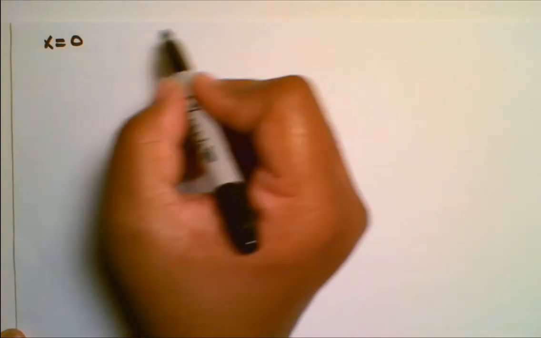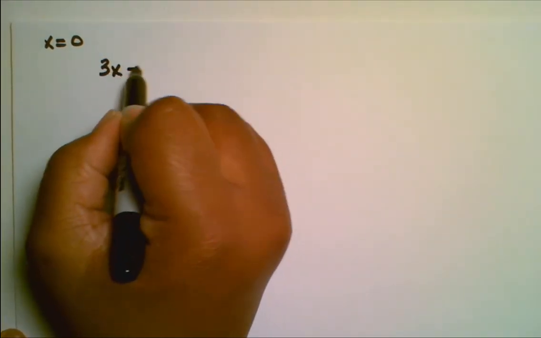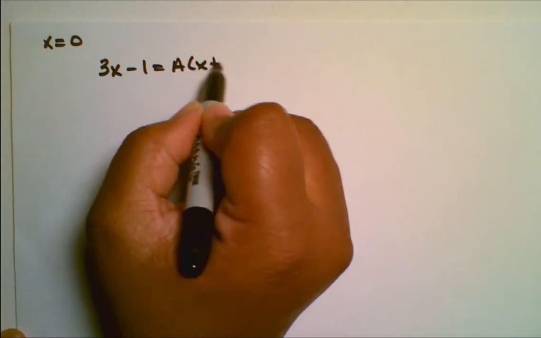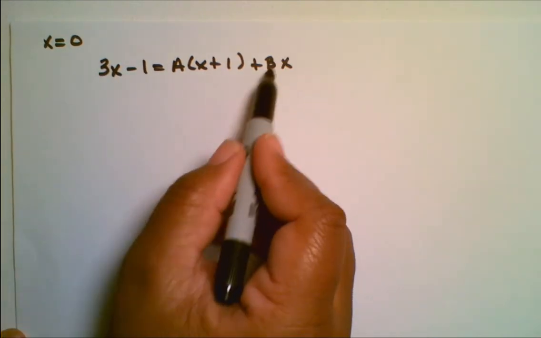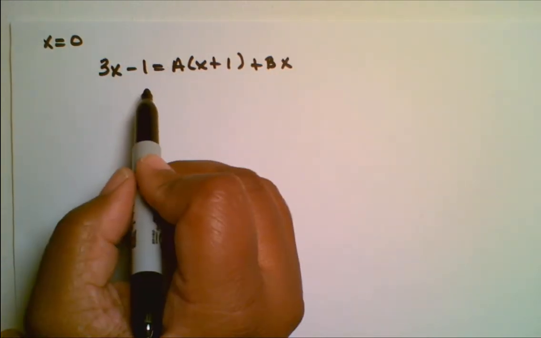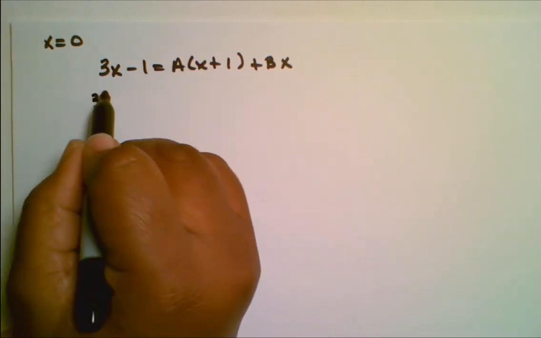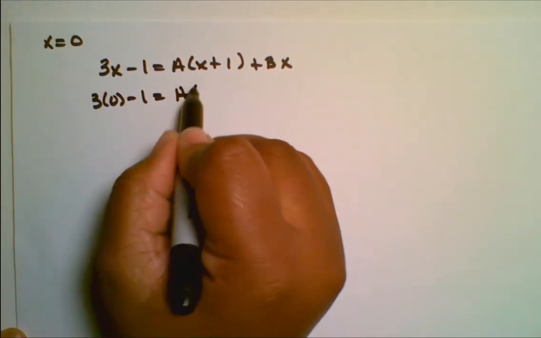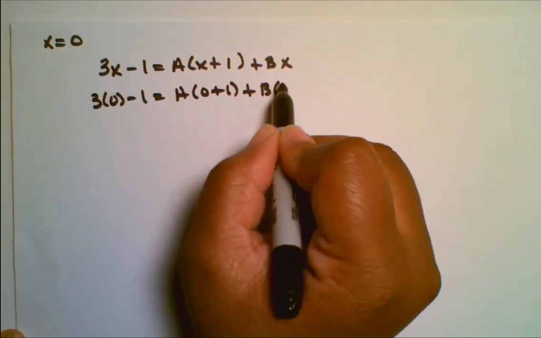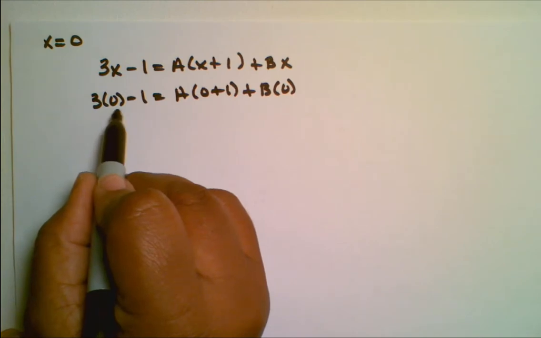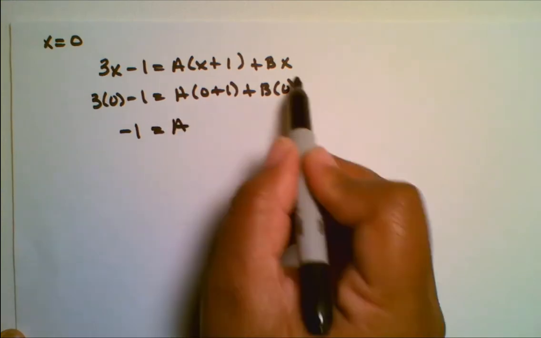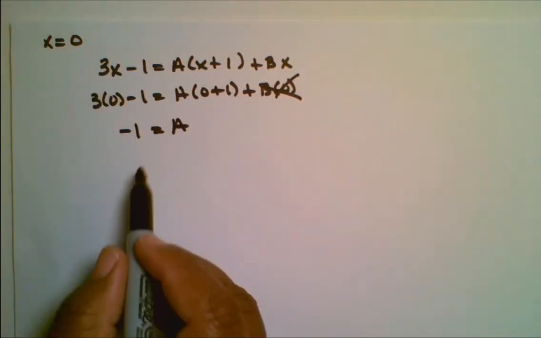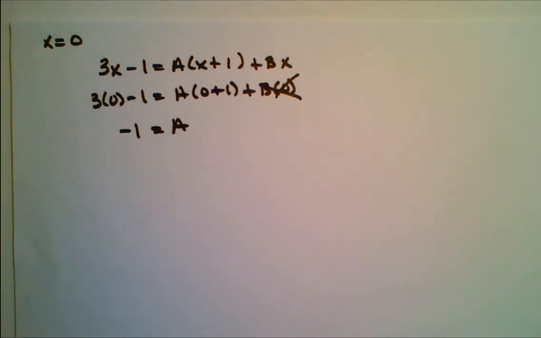So going back, I'm going to rewrite that equation again. Because we're going to substitute 0 in for x, what's going to happen is it's going to cancel out the b, and then it would give us the a coefficient. So we have 3 times 0 minus 1 is equal to a times 0 plus 1 plus b times 0. 3 times 0 minus 1 gives us negative 1 equals a times 0 plus 1, that's a, and we know that that cancels out there. So for a, the variable a is negative 1.